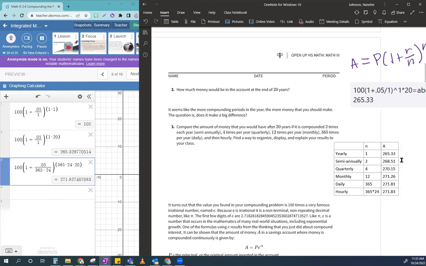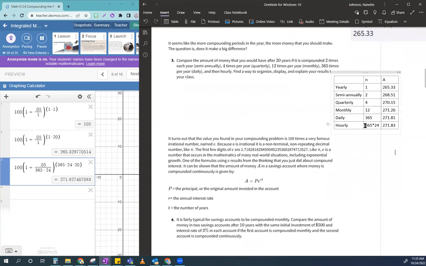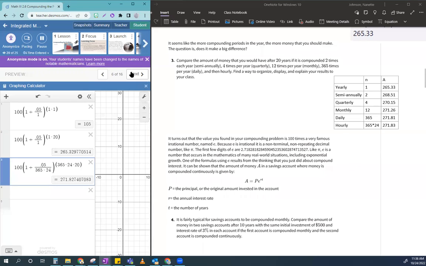Okay, so did that make a huge difference? Everyone says, not too much. It's like $5. So after 20 years, $5 extra, it's not like, oh, now I'm rich, right? That's not it at all. Okay, so that helps you understand that it does make a difference. There is more money in there, but it's not amazing. Okay, so let's just continue on here.